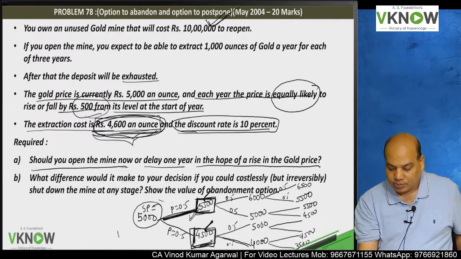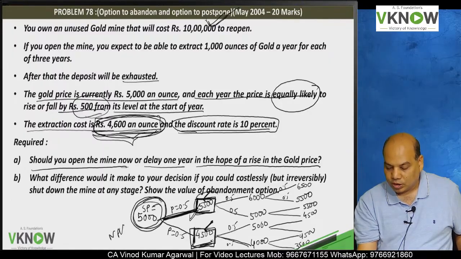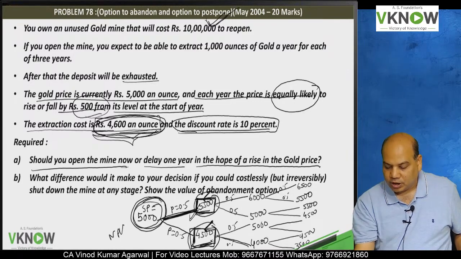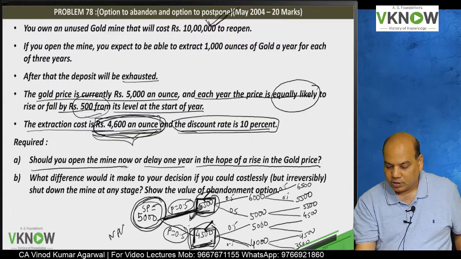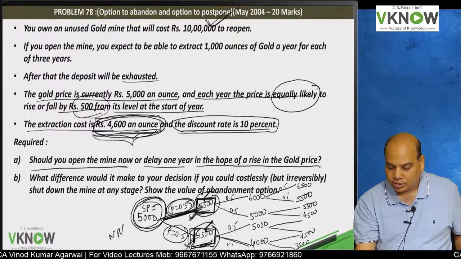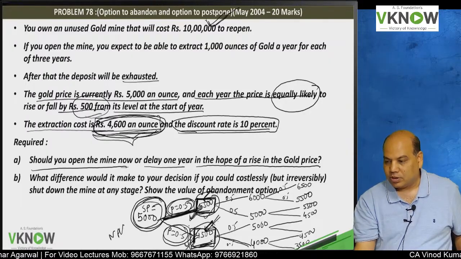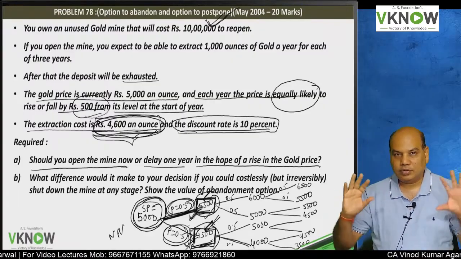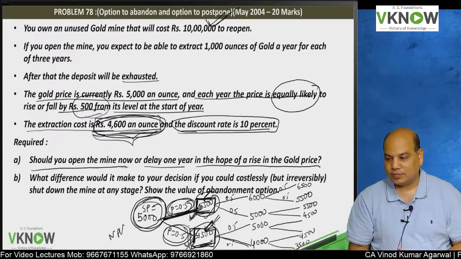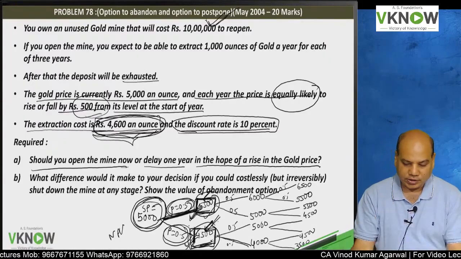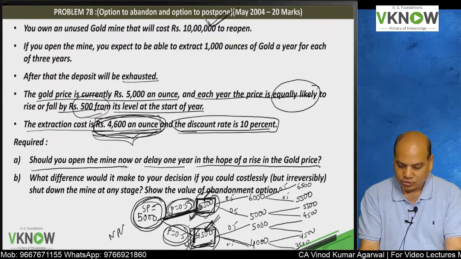I will compute NPV if I open the mine at this stage or if I open the mine at this stage. If I open the mine after 1 year, I have to apply probability also, because the probability of 5500 is 0.5, the probability of 4500 is 0.5. Two NPVs I will get, and the expected NPV will be multiplied by 0.5. Whichever gives me higher NPV, that option we will exercise. Okay, up to this you have understood.